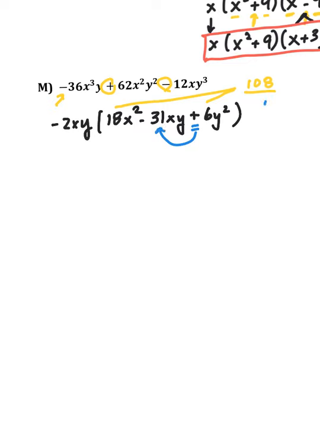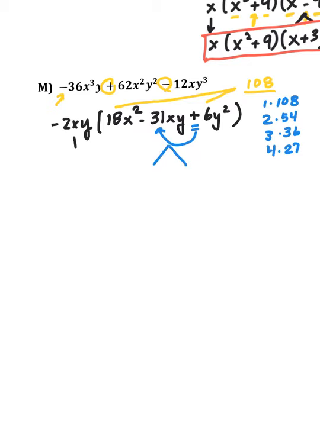So if you start your list, 1 times 108, that's 109. 2 times 54, that's 56. 3 times 36, that's 39. And fortunately, when I get to 4 times 27, that does give me 31. And so I can break this down.